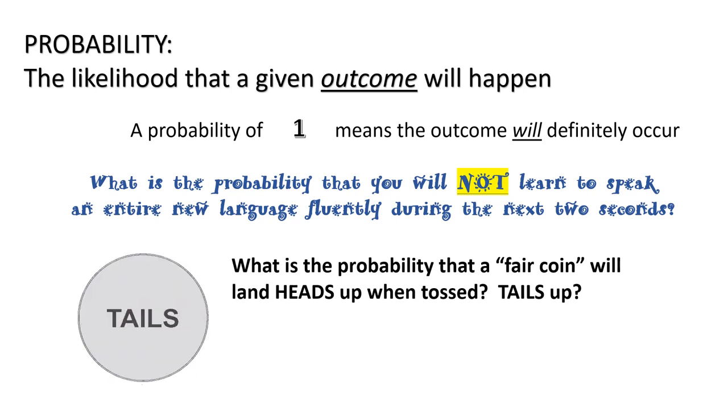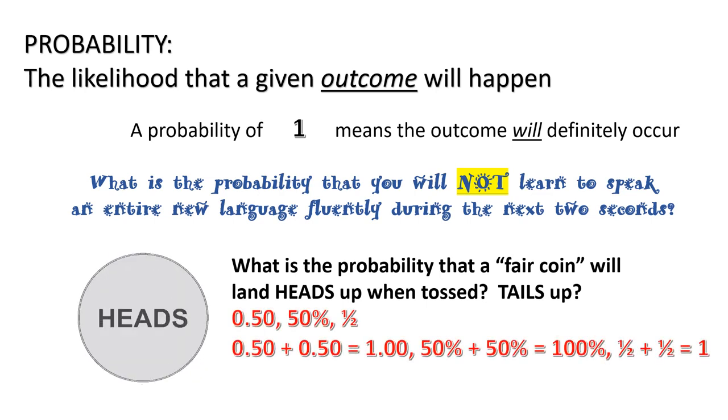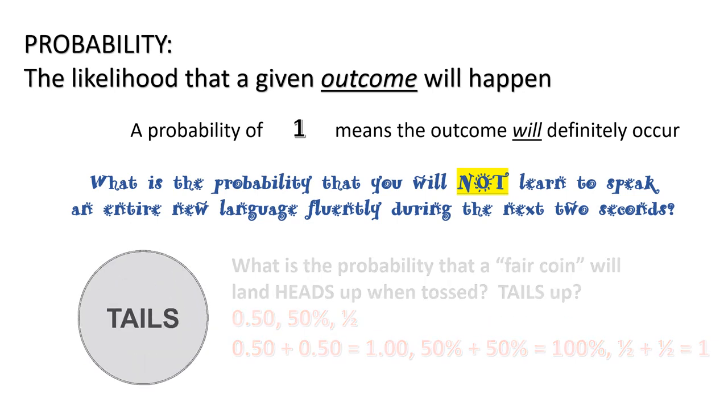What about a so-called fair coin, which is a coin that is equally likely to land heads as it is to land tails? It will certainly land, so if it must land in one of those two conditions, each probability must be 0.5 or 50% or 1/2.